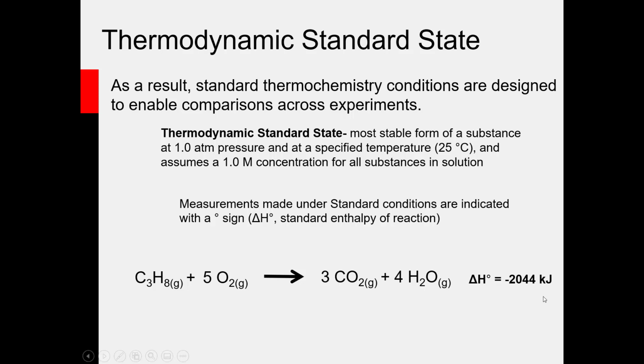to negative 2044 kilojoules. And what that's saying is that this enthalpy measurement was obtained at 1 atmosphere of pressure and a surrounding temperature of 25 degrees Celsius. Since this is a combustion reaction, the temperature in the flame will obviously not be 25 degrees Celsius, but the ambient temperature at which the reaction is being run will be 25 degrees Celsius. And so if you see an enthalpy value that says delta H naught, you know that the enthalpy value was collected at thermodynamic standard state conditions.